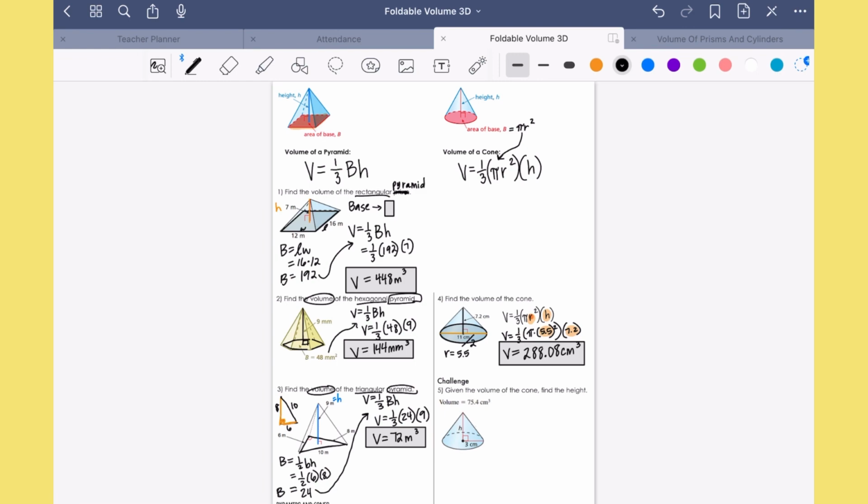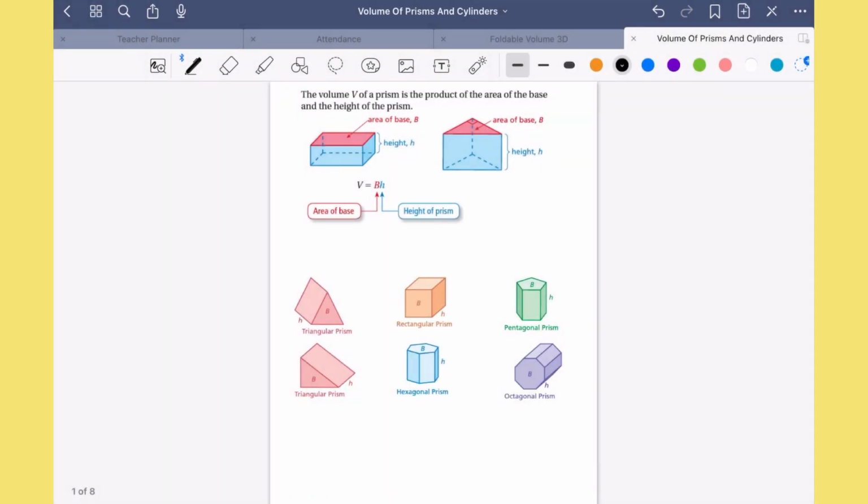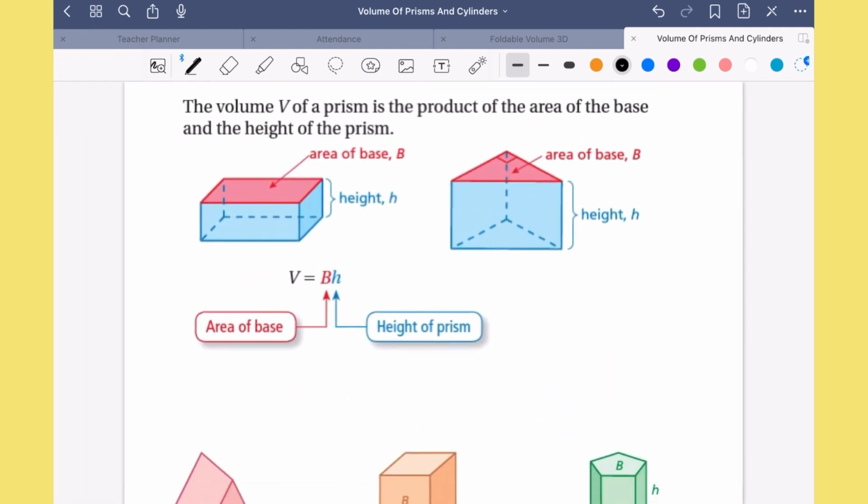Now we're going to do a little bit of reviewing of all the foldable notes that we have so far. We started with prisms and cylinders, and we learned that for a prism, the one that has 2 bases, you take the area of your base and you multiply it by the height. So here's the area of this rectangle up here, and then I multiply it by the height where it reaches all the way across this prism.